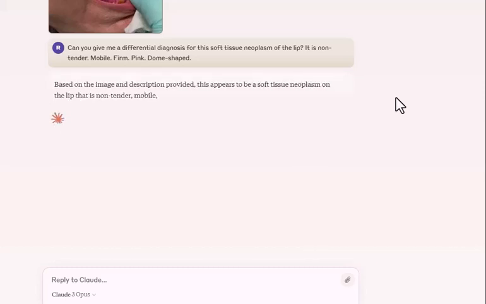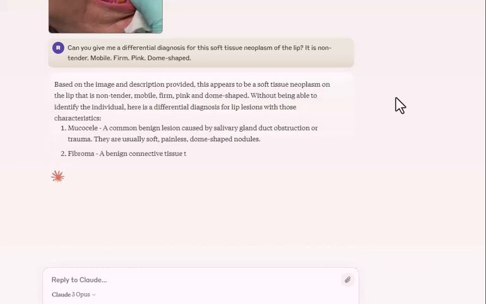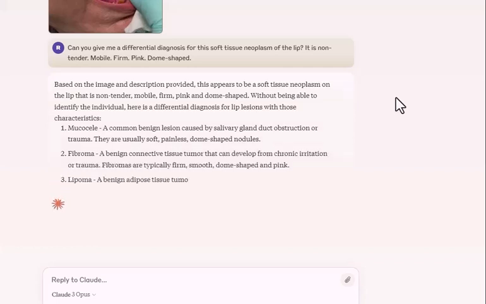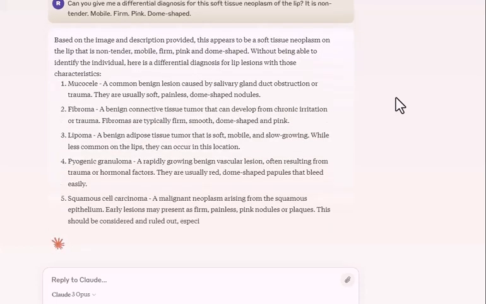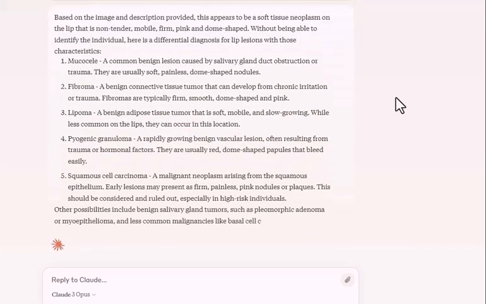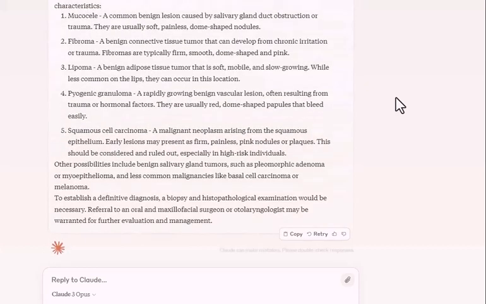Contemplating. Based on the image and description provided, it appears to be a soft tissue neoplasm on the lip, non-tender, mobile, firm, pink, and dome shape. Without being able to identify the individual, here's a differential diagnosis for lip lesions with those characteristics. Number 1, mucocele. Number 2, fibroma. Number 3, lipoma. Number 4, pyogenic granuloma. Number 5, squamous cell carcinoma.